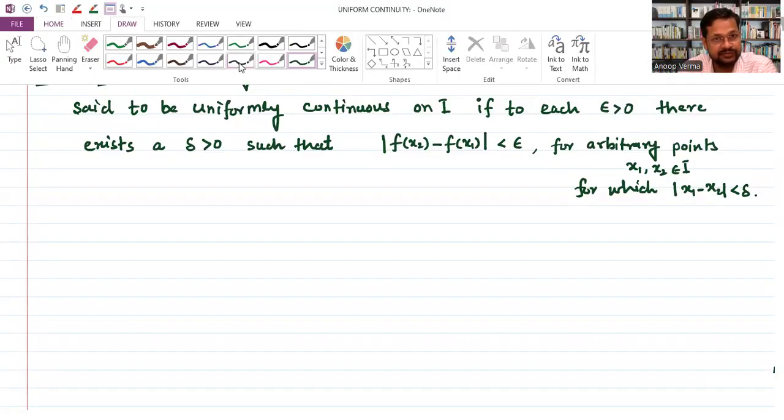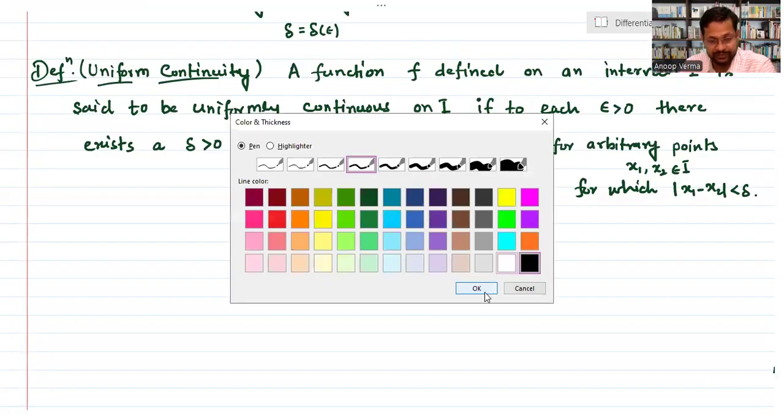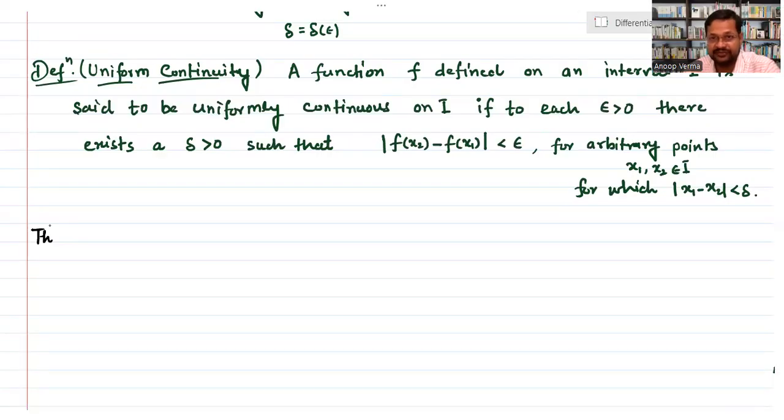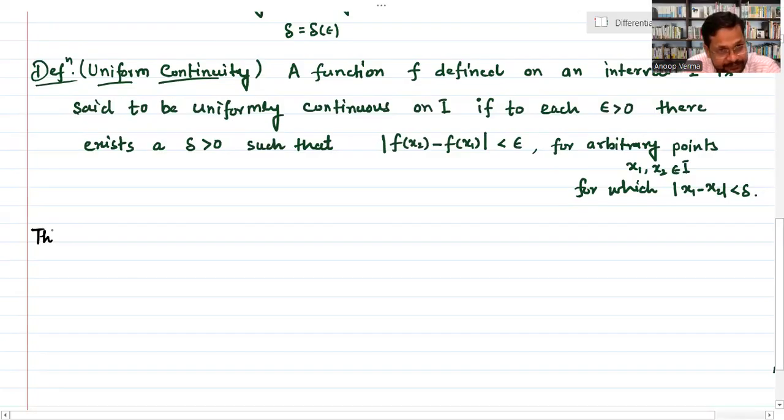So we can have black one. Okay, so let's write the first theorem, result. If a function is uniformly continuous, then that function definitely will be continuous, because it also has the definition of continuity. Okay, so definition. Let us prove this theorem. If a function is uniformly continuous, then it definitely will be continuous in that interval.